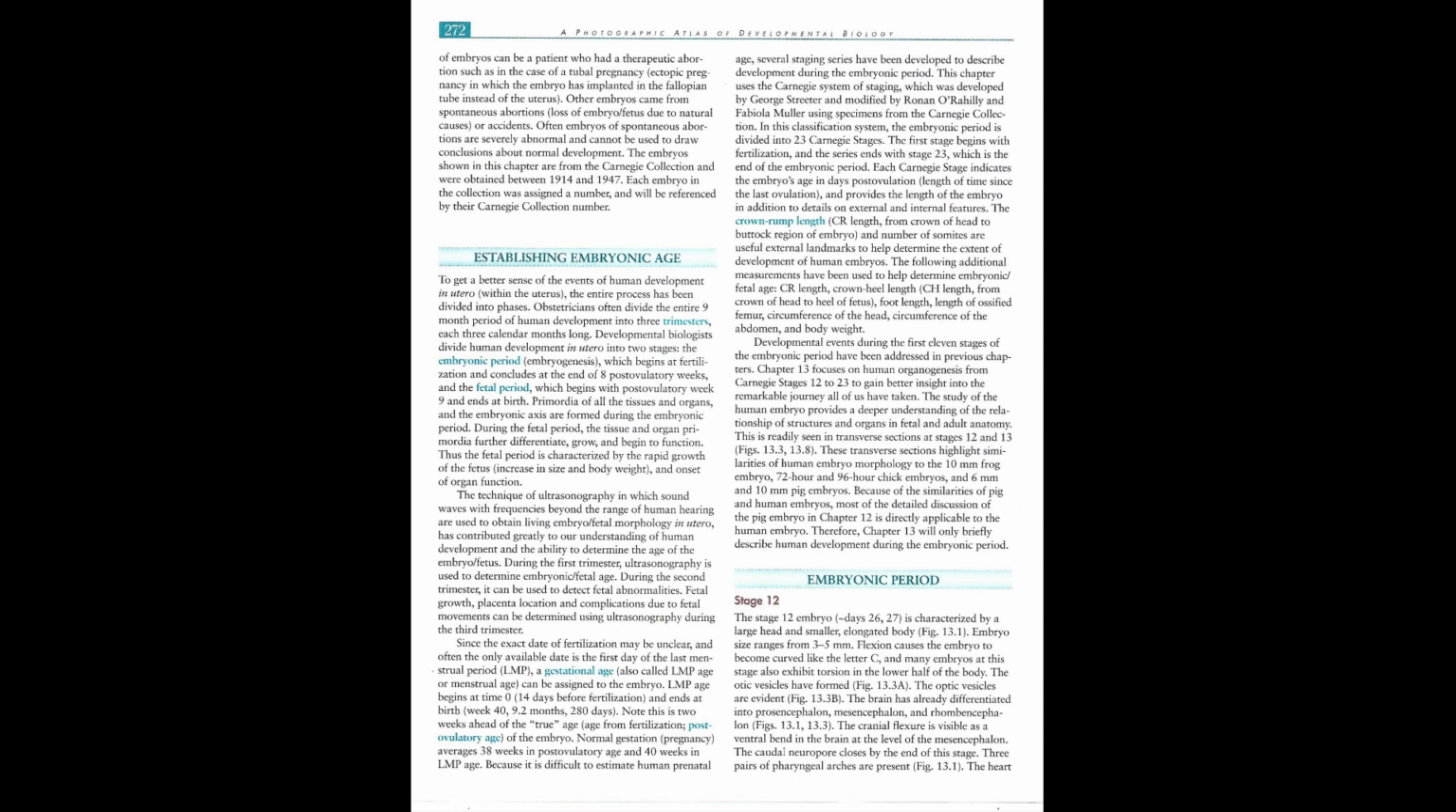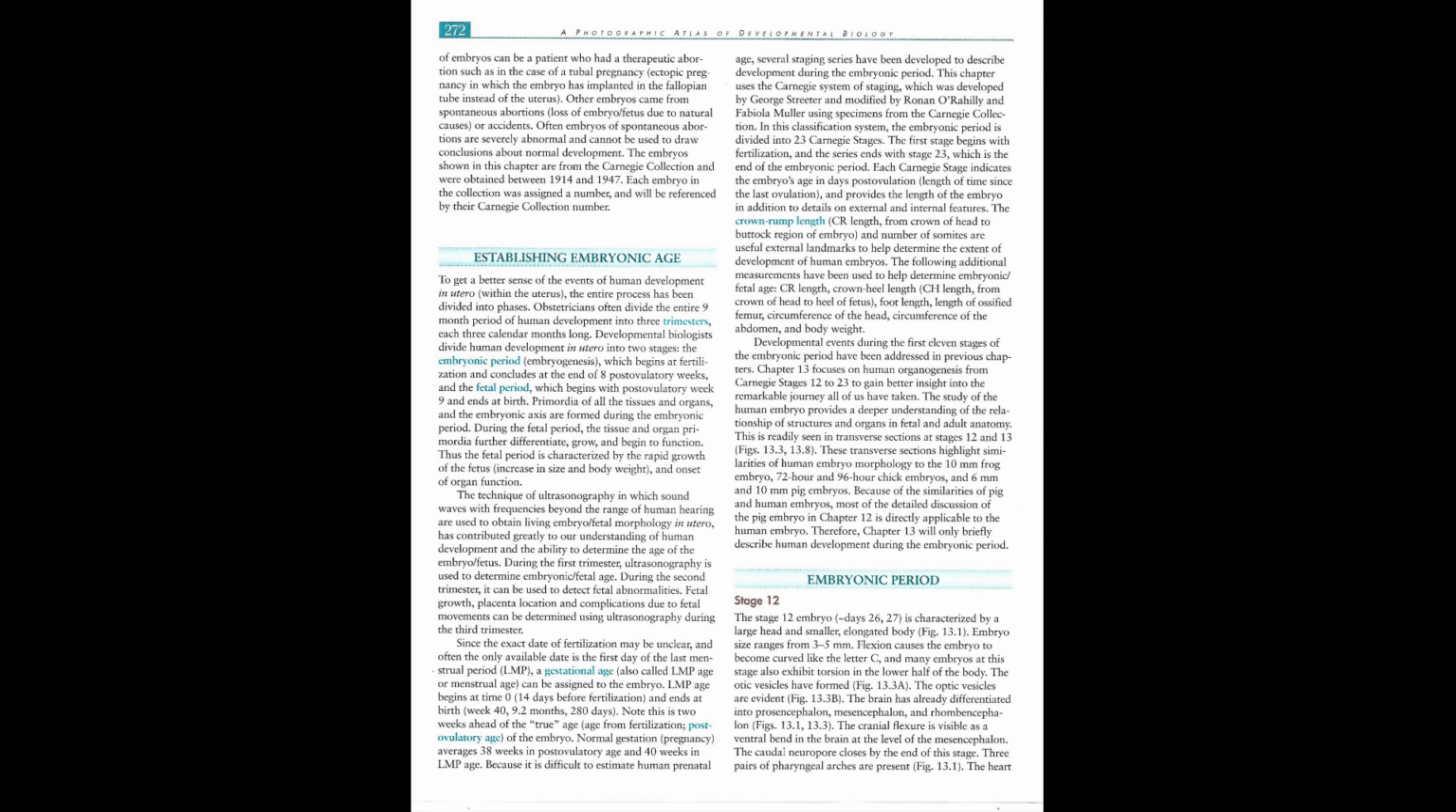This is readily seen in transverse sections at stages 12 and 13, Figs 13.3, 13.8. These transverse sections highlight similarities of human embryo morphology to the 10 mm frog embryo, 72-hour and 96-hour chick embryos, and 6 mm and 10 mm pig embryos. Because of the similarities of pig and human embryos, most of the detailed discussion of the pig embryo in Chapter 12 is directly applicable to the human embryo. Therefore, Chapter 13 will only briefly describe human development during the embryonic period.